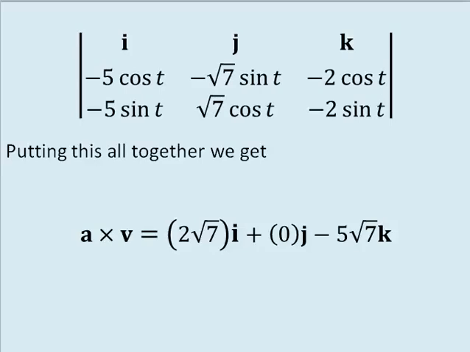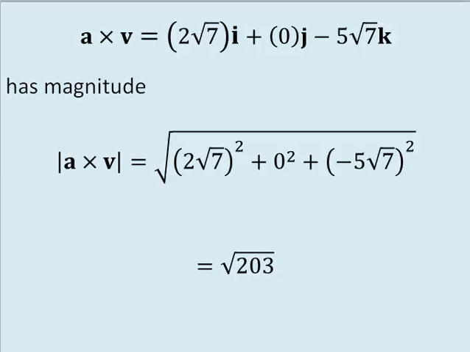So A cross V is a vector that's perpendicular to both A and V, and it's given by 2 radical 7 i plus 0j minus 5 radical 7 k. We need to find the magnitude of A cross V. A cross V has magnitude square root of 203.